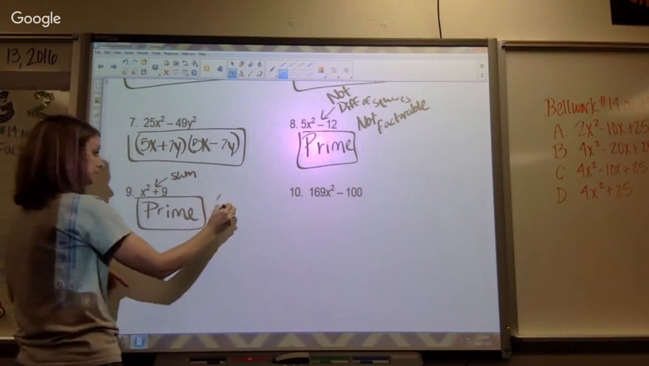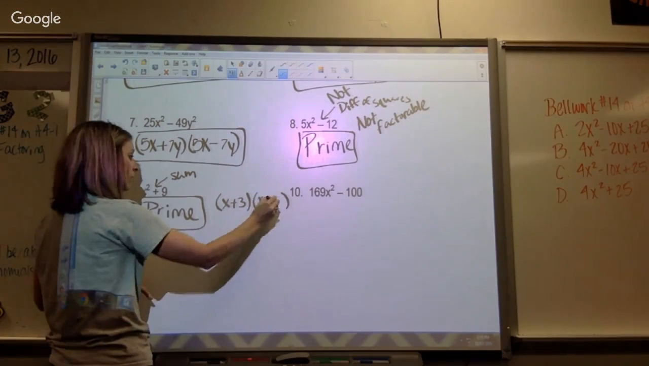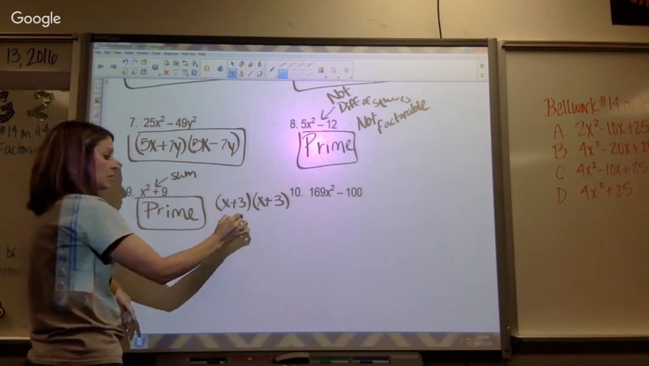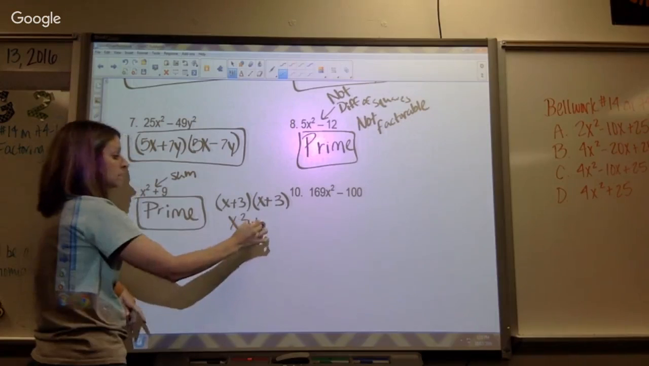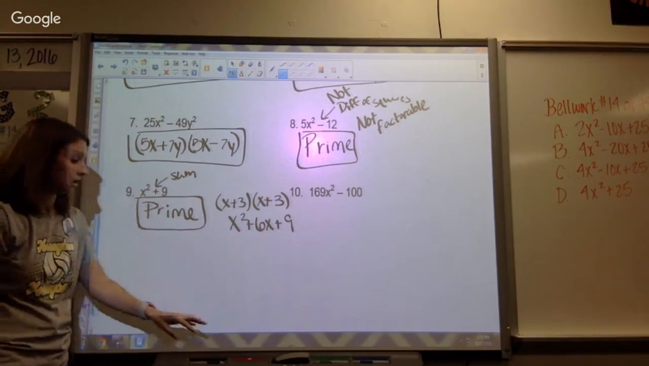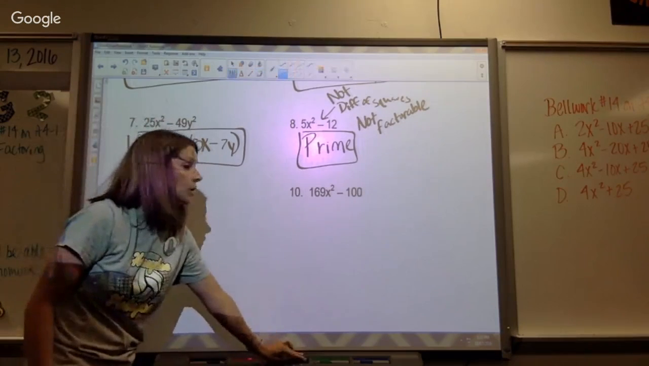If you had written x plus 3 times x plus 3, just taking the square root of each one, then you would have ended up with x squared plus 6x plus 9, and that's not what we started with. Okay, so a sum of two perfect squares cannot be factored. So we write prime there.